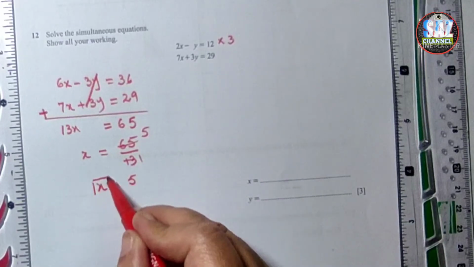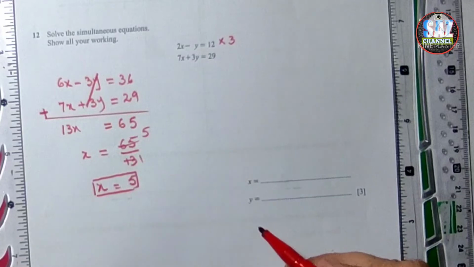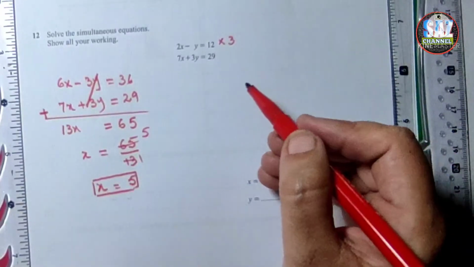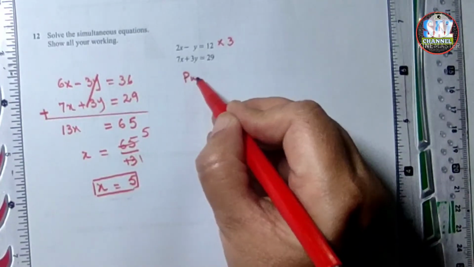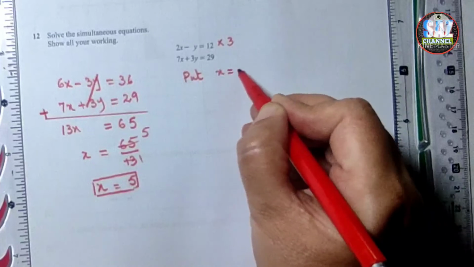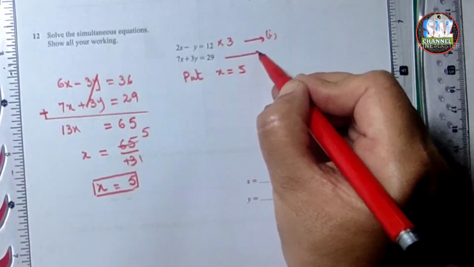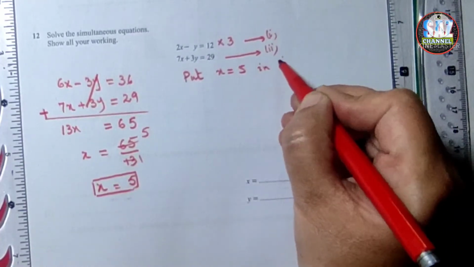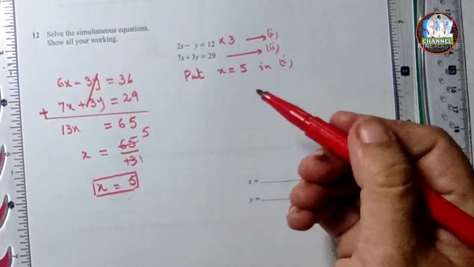So after getting the value of one of the variables, we can pick up any one of the equations and replace that value there to get the value of the other variable. So what we are going to do, put x equals 5 in equation 1. The question is equally good for O1, O2 and O3 students.